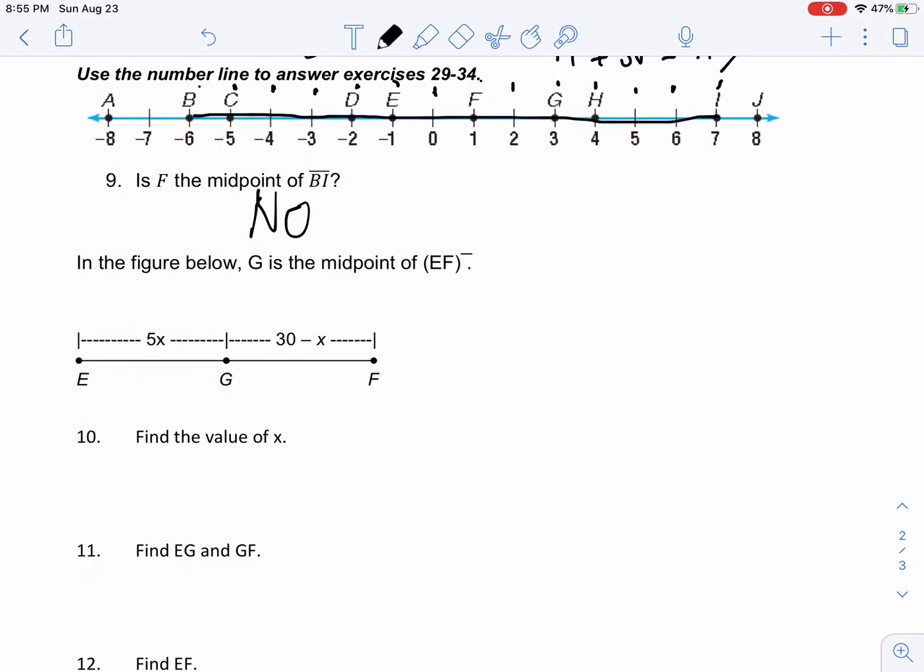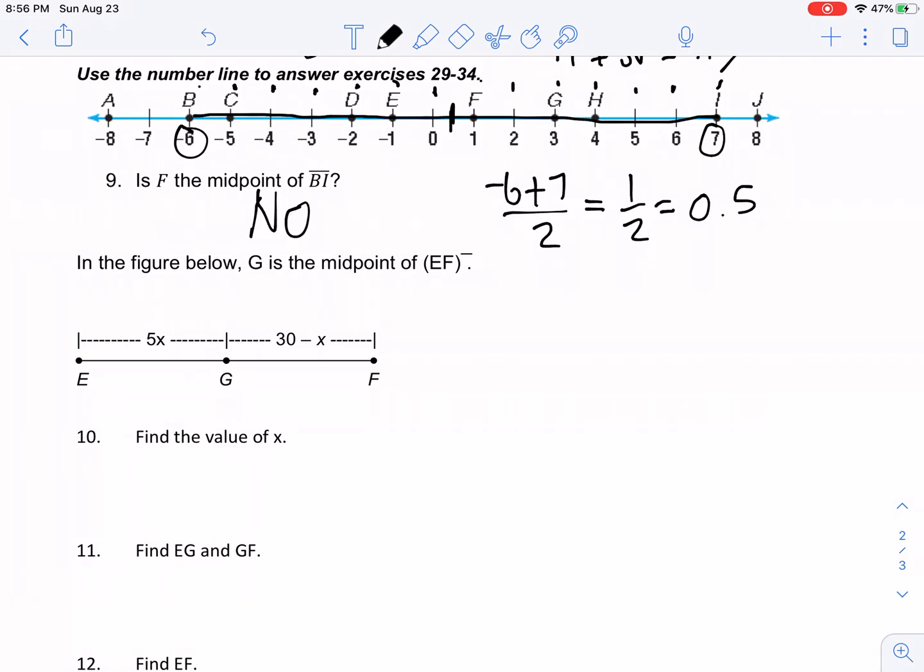Another way we could do it is finding the average like we saw earlier. I could average B and I. I can add them together and divide by 2. -6 plus 7 is 1. Divided by 2, which in terms of a decimal would be 0.5. Well, notice I don't have any value here for 0.5, so again, it is no.